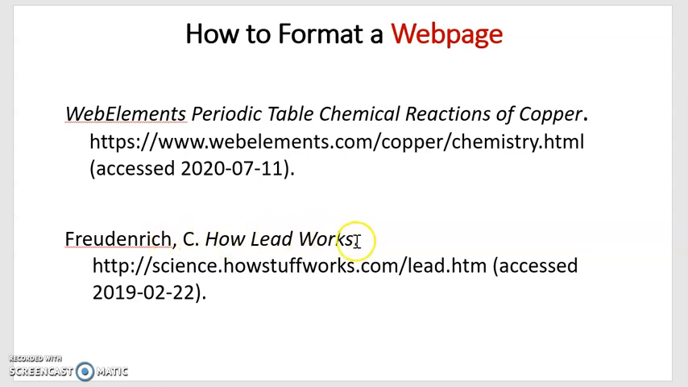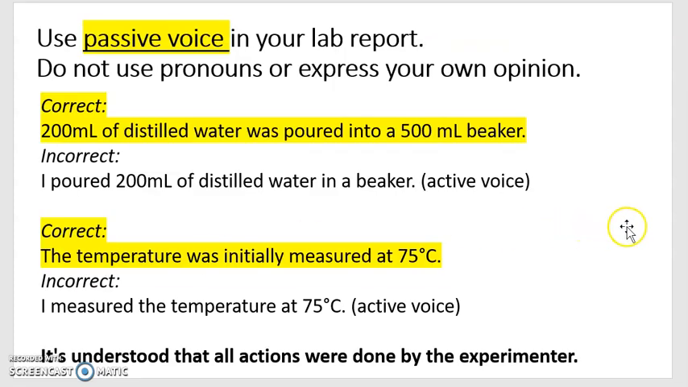This one has a person who authored it, so that would go first. The title in italics, and again, the URL and the date it's accessed. We need to mention that when you write your lab report, you will be using passive voice.